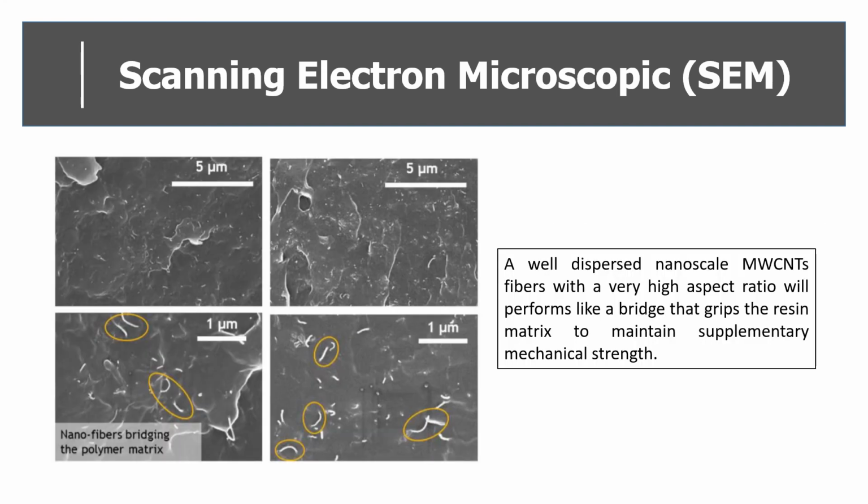And in this picture, we can see the nanofibers bridging the polymer matrix. If a well-dispersed nanoscale happens, the fibers with a very high aspect ratio will perform like a bridge that grips the resin matrix to maintain the supplementary mechanical strength.